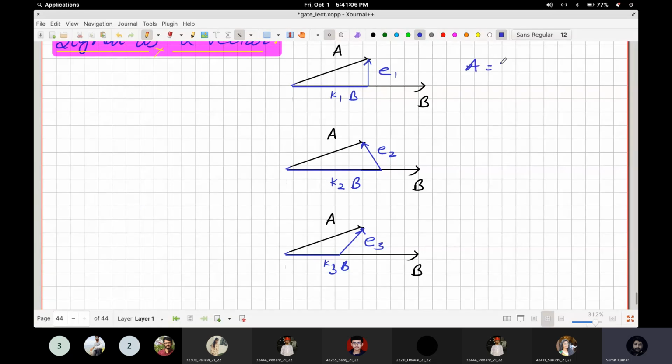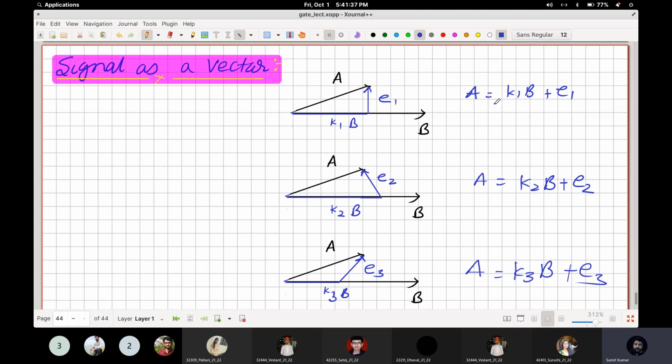So here A can be written as K1B plus E1. Here A can be written as K2B plus E2. And here A can be written as K3B plus E3, isn't it? This is in terms of vectors I'm talking only. But which one of them is the right representation? All of them are correct. But if I approximate A by K1B, here I can approximate A by K2B, and here I can approximate A by K3B, which approximation has minimum error? Can you tell me? Even the first one, right? And why is it that?